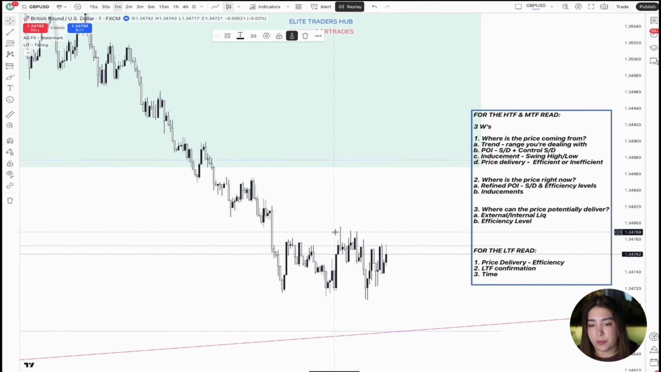Okay, now so far what we've done, just a quick recap. We've established where the price is coming from. We know where the price is right now. And we know where the price can potentially deliver.